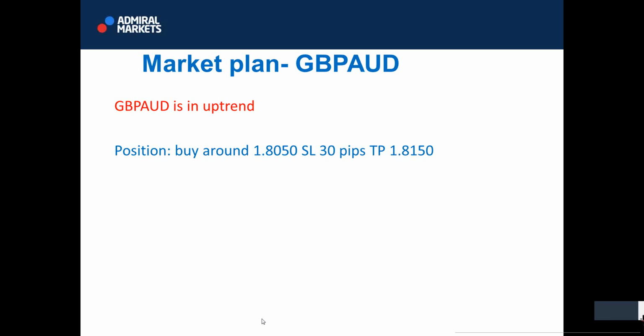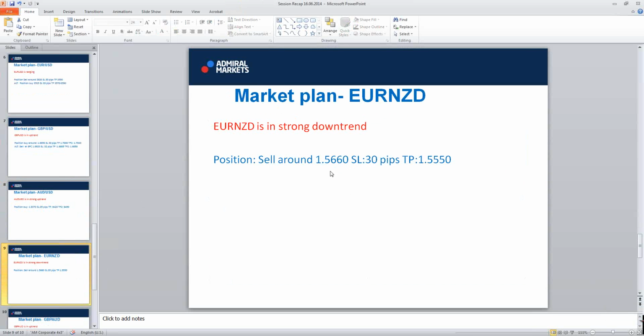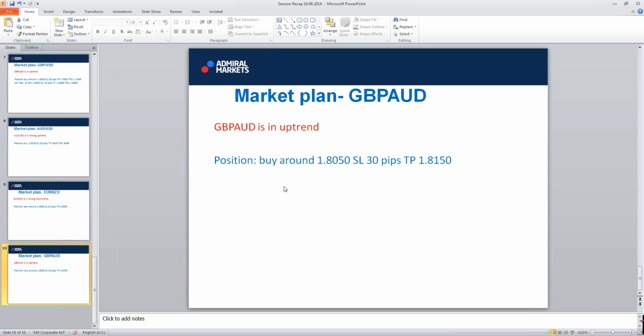And what I can see here is Euro New Zealand 56.60. I would like to see it around this region, not an exact point, around the region. 35 pip stop loss, 55.50 is a possible target. Okay. And GBP AUD, this is the setup. Use your trailing stop, use your risk.